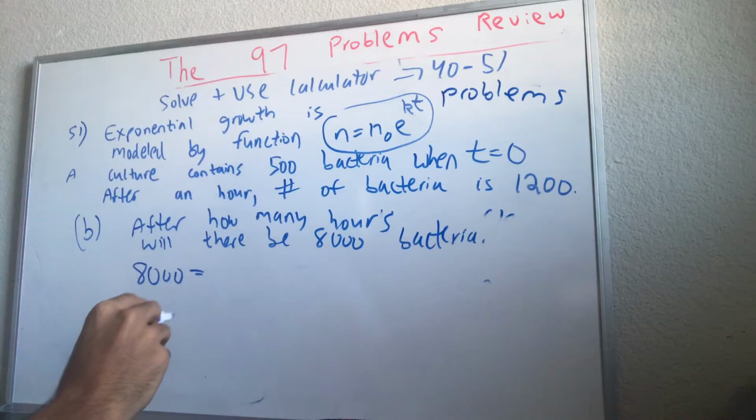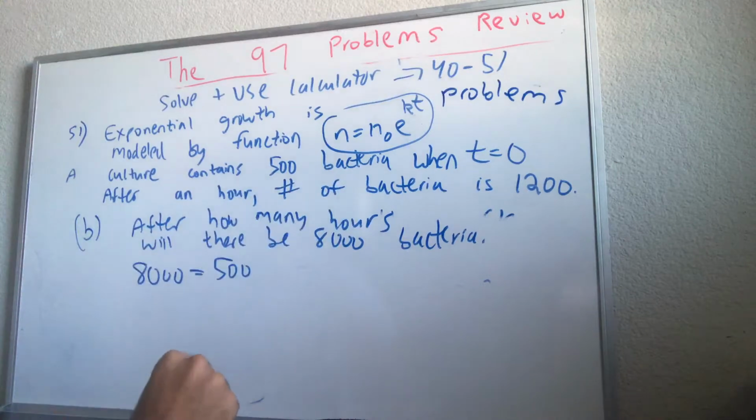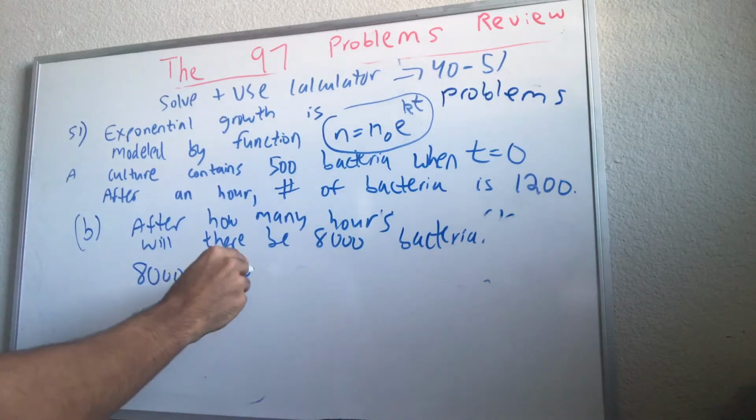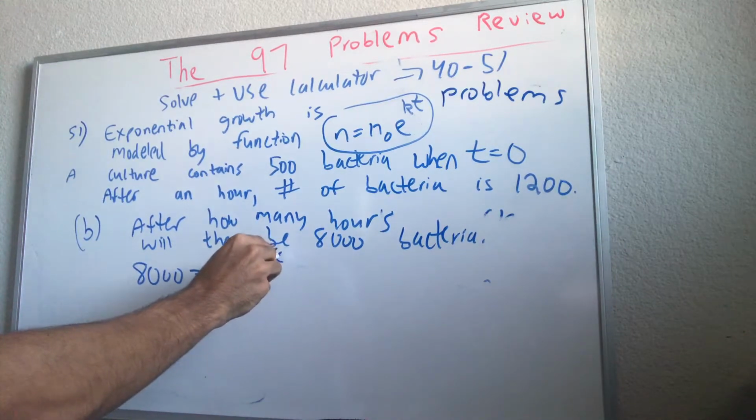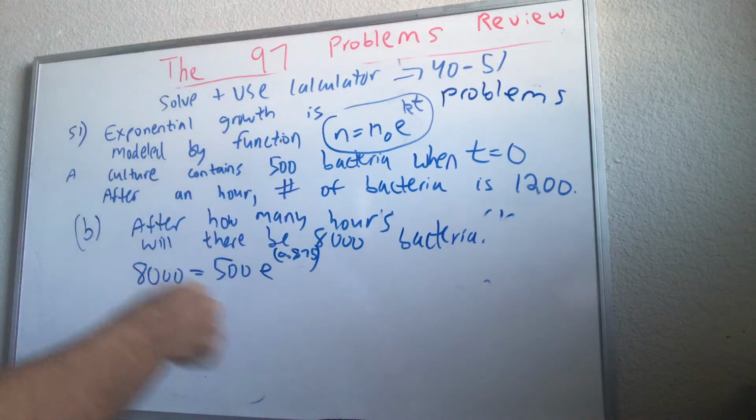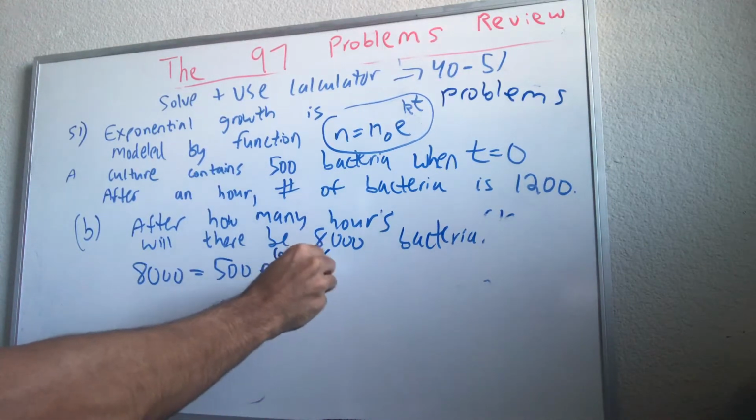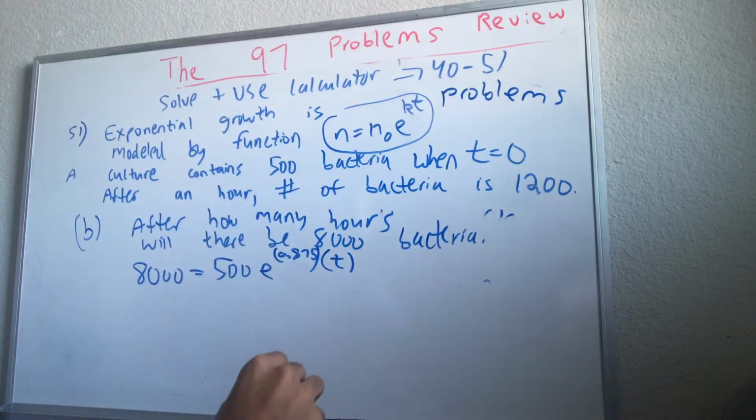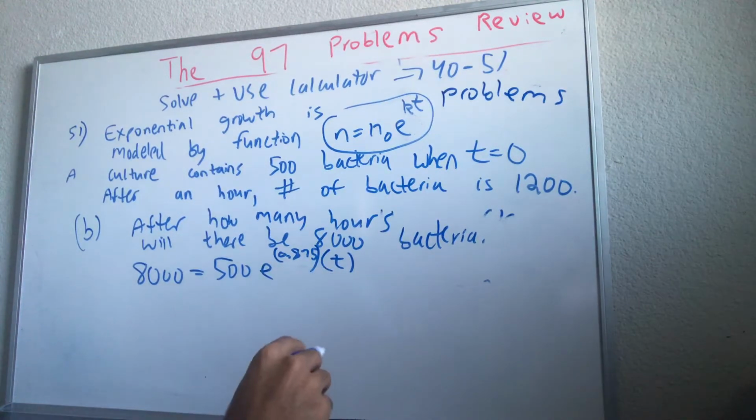We know that n naught over here is 500. We derived that from the information that was given to us, and then times e to the power of k times t. Well, k is obviously 0.875. We did determine the value of k using the information over here, that after 1 hour the number of bacteria is 1200. So we know that k is 0.875, and then we want to find t, because we're looking for the number of hours it will take for 8,000 bacteria to exist. That's what we're looking for. We're trying to find t here. So this is the equation we have.